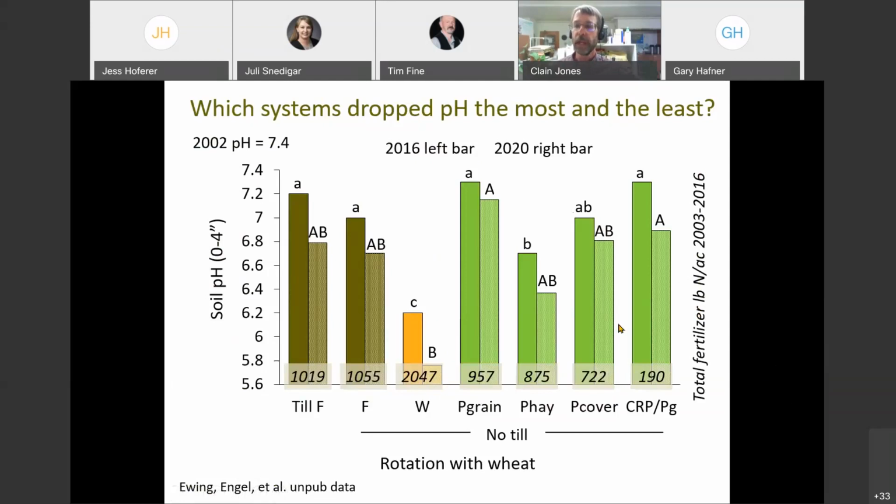Do you know if any work has been done with biochar as a soil amendment for acid soils? I do know about a proposal in North Dakota that's looking at biochar. I'm not aware of any work in Montana or not.